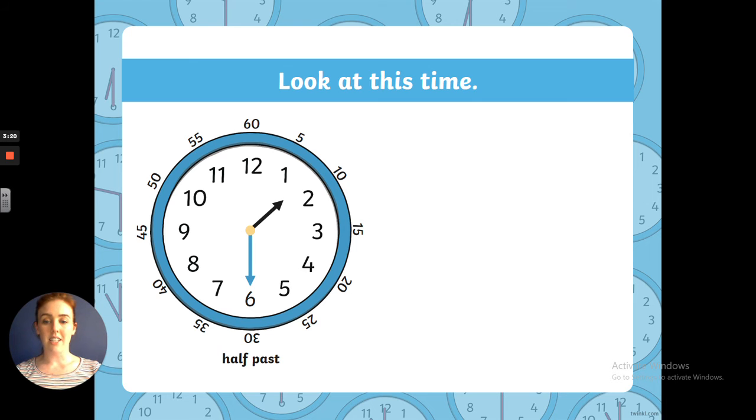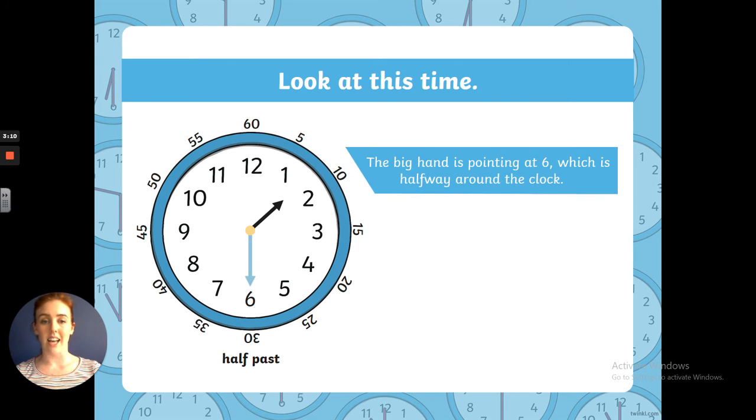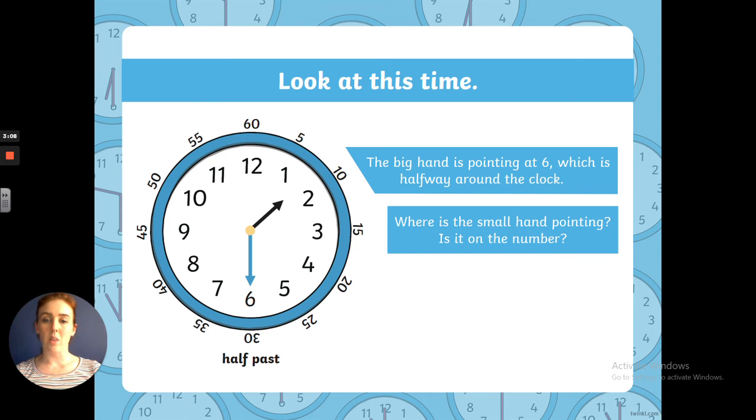So let's have a look at this time. The minute hand is pointing at the 6, and I know that that is half past. That's half past the hour. Now the hour hand, the shorter hand, is pointing between the 1 and the 2. So when we're telling the time, we look at the number, the hour, that the hour hand has just gone past when we're talking about half past. So I can see that it is 1:30.